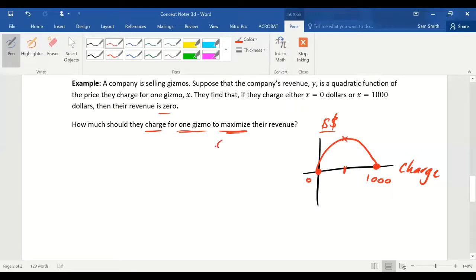Maximize. So it's signaling to me vertex. Well, the vertex is located directly between these two extremes, a number directly between 0 and 1,000, directly between, 500. If I want to make as much money as possible, I should charge $500, directly between these two x-intercepts.